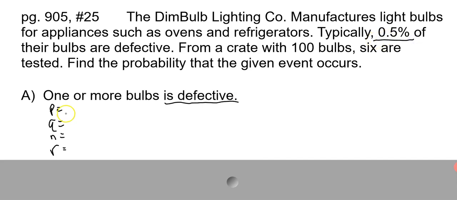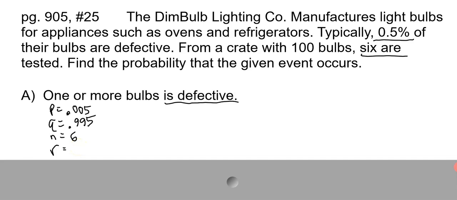0.5%. So that's actually 0.005 is 0.5%. Notice that's a percent, not 0.5. So failure would be 0.995. Those have to add up to 1. N is the number of bulbs that are tested. In this case, there are 6 trials, so not 100, but 6. So 6 is N. Then R is the number that we want to be defective.